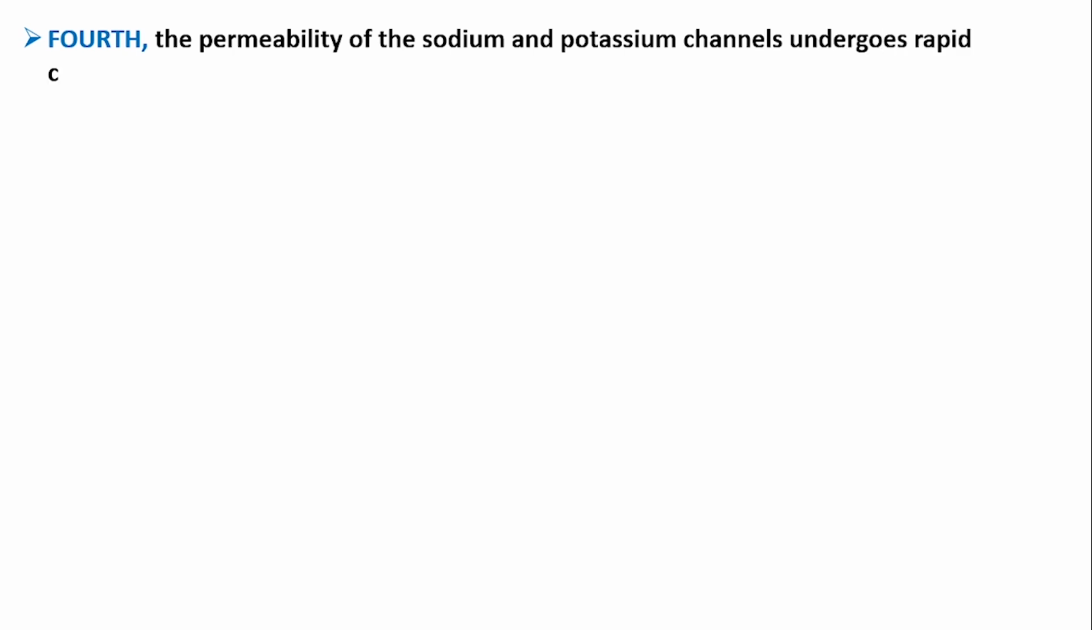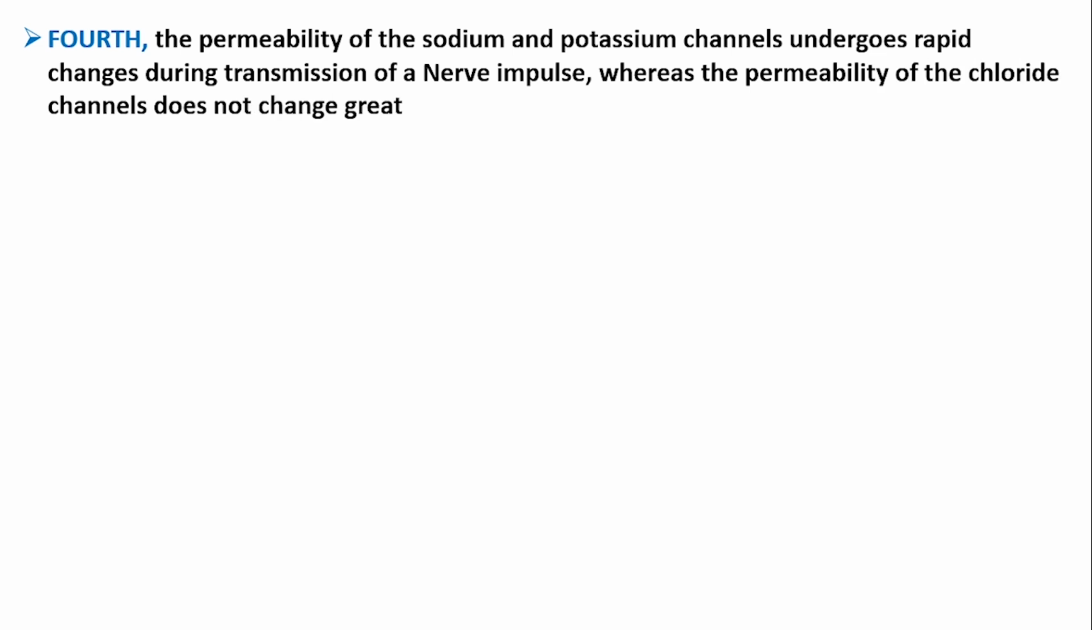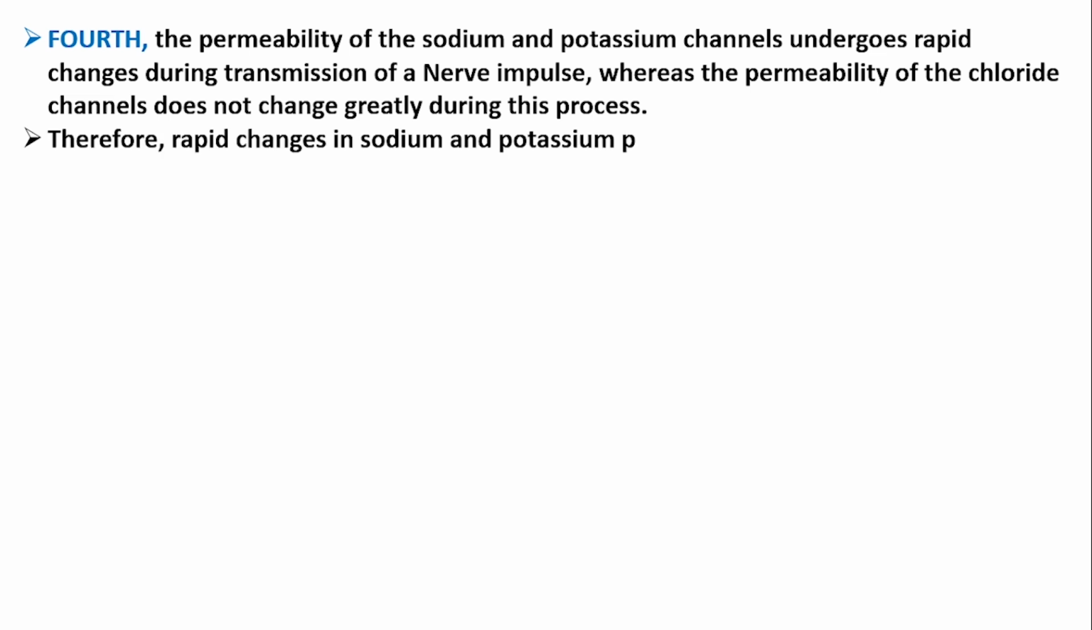Fourth, the permeability of the sodium and potassium channels undergoes rapid changes during transmission of a nerve impulse, whereas the permeability of the chloride channels does not change greatly during this process. Therefore, rapid changes in sodium and potassium permeability are primarily responsible for signal transmission in neurons.